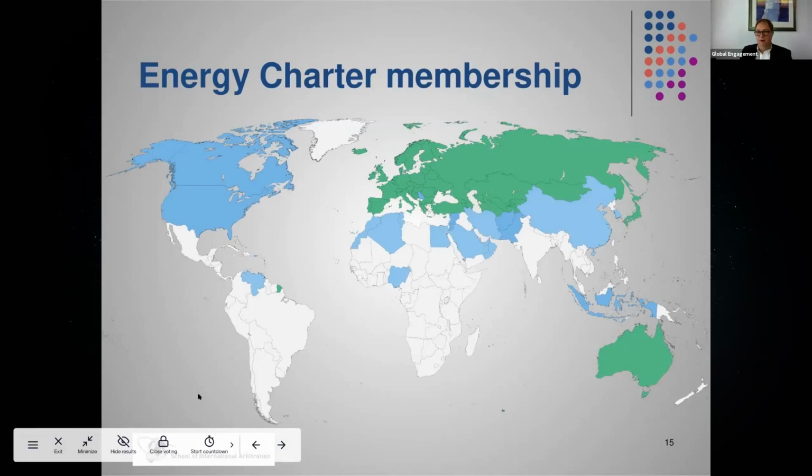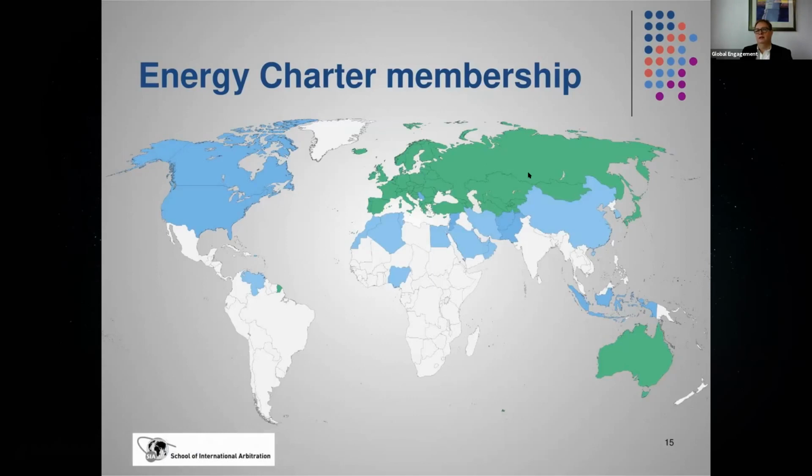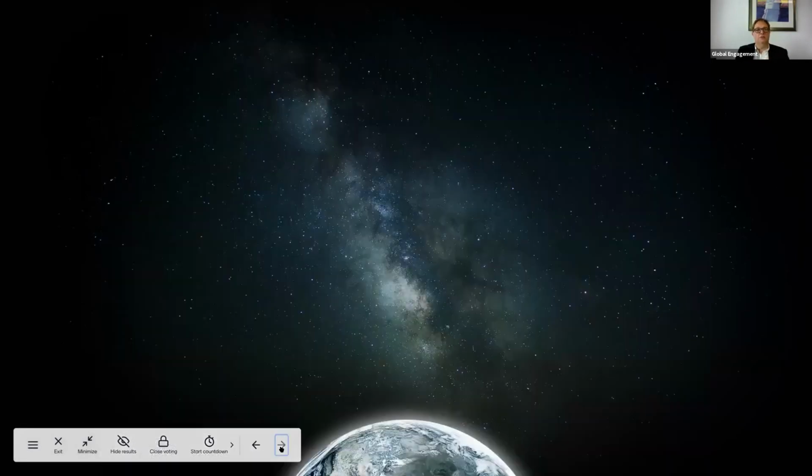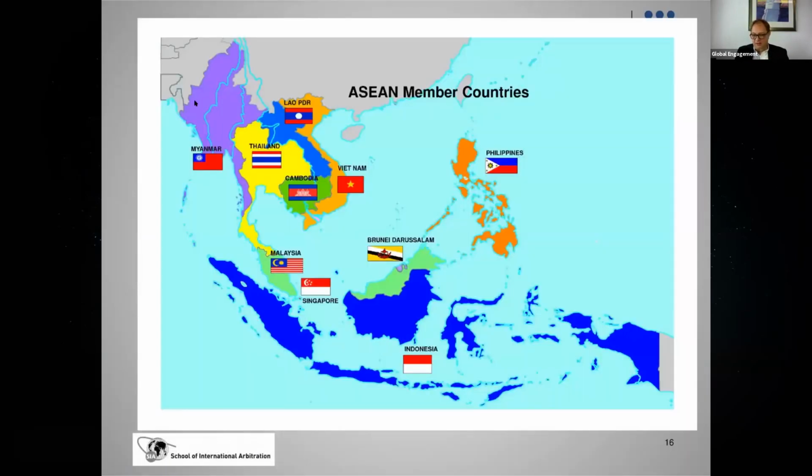And of course, Russia has only provisionally signed the Energy Charter Treaty, but there's a provision where even if you sign the treaty but you're not ratified, you are provisionally bound for a substantial amount of time. Russia, but also Georgia, were captured by that process, and they have been involved in a number of disputes.